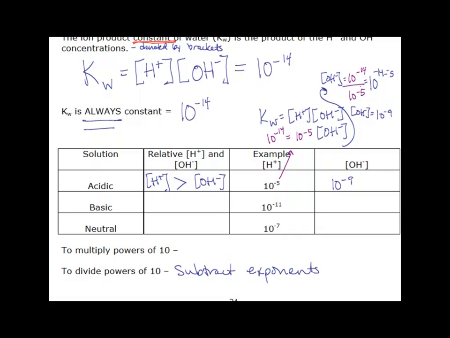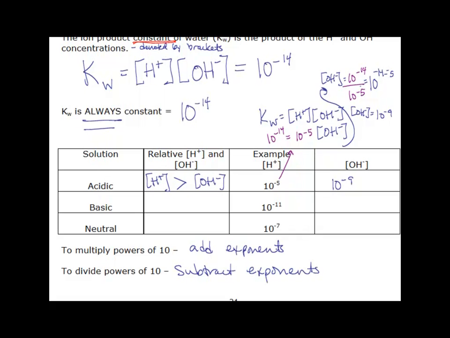Or an easier way to do this is to say the exponents of the hydrogen ion and the hydroxide ion must always add up to 10 to the negative 14th. So does negative 5 plus negative 9 add up to negative 14? Absolutely. Then you don't have to go through all this rigmarole of dividing and trying to remember the rules. To multiply powers of 10, you just add the exponents.